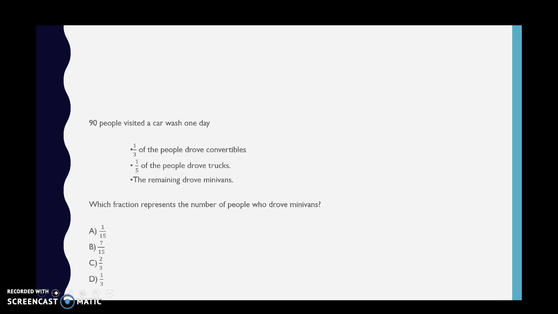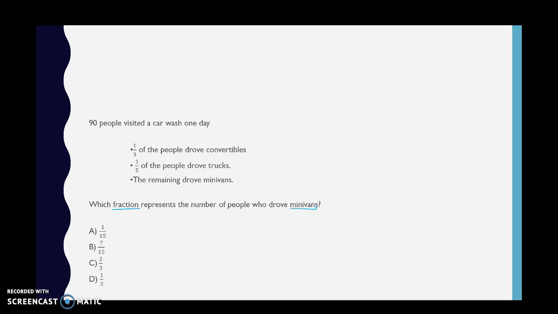Okay, last one on here. So 90 people visited a car wash in one day. 1/3 of the people drove convertibles, 1/5 of the people drove trucks, and the remaining drove minivans. What fraction represents the number of people who drove minivans?